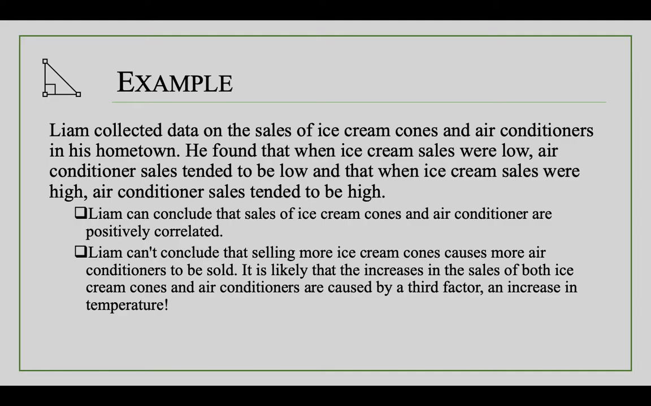So Liam can conclude that the sales of ice cream cones and air conditioners are positively correlated, aka that there is a positive correlation relationship between them. But he can't conclude that selling more ice cream cones causes more air conditioners to be sold. It is likely that the increases in the sale of both ice cream cones and air conditioners are caused by a third factor, an increase in temperature.